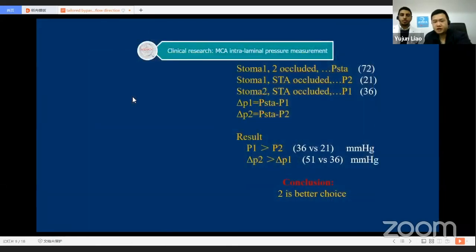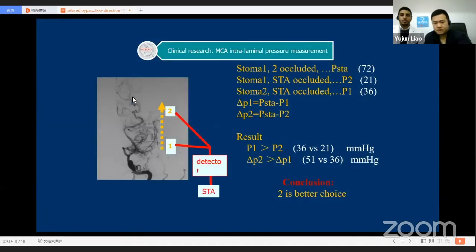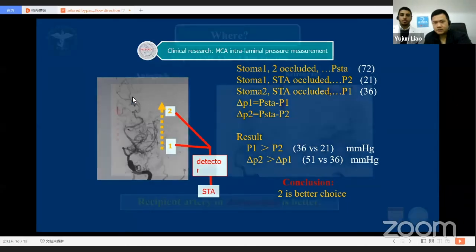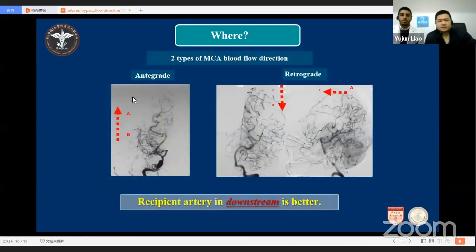And this is our clinical research. But as you know, in moyamoya disease, not everyone has this blood flow direction. In some cases, we can see blood flow with retrograde direction like this one, since the MCA is totally occluded. So the MCA territory is perfused by collaterals from the posterior circulation and sometimes from the ACA.